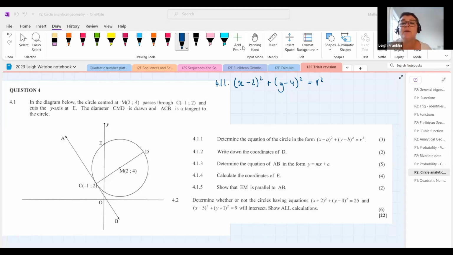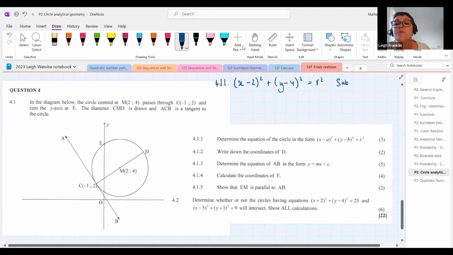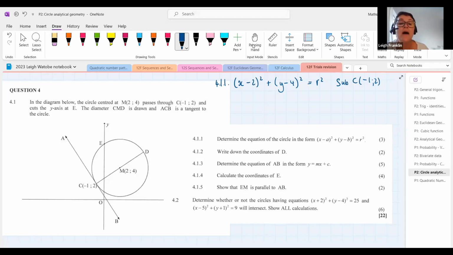Exactly, Kalipa. We're going to sub in point C. So we would sub in C, which has the coordinates -1 and 2. That's an x and a y. So that means that we can solve for r. Okay, so we're going to sub in the x first, -1 minus 2. Sub in the y next. That would be 2 minus 4. And that would give us r squared.